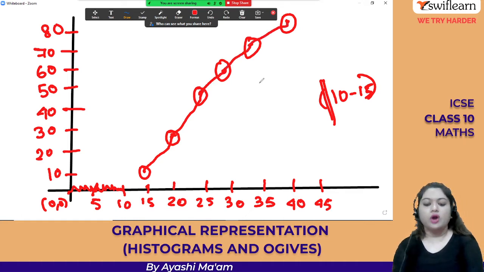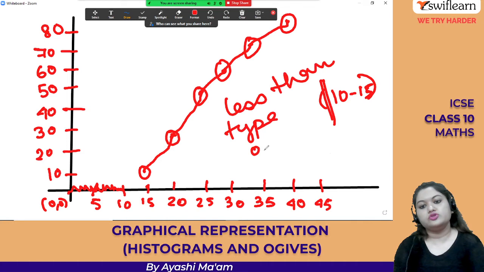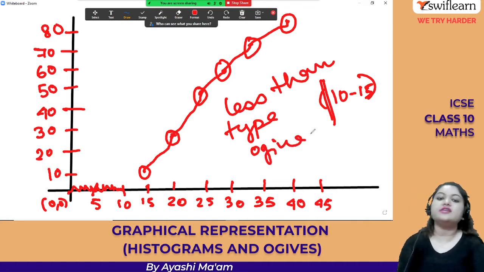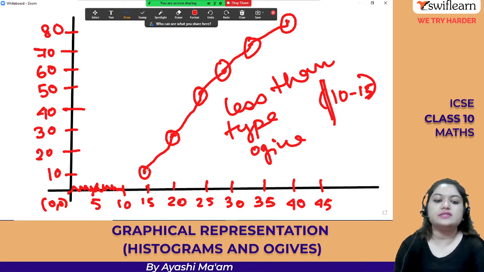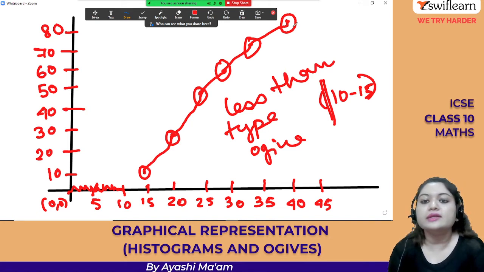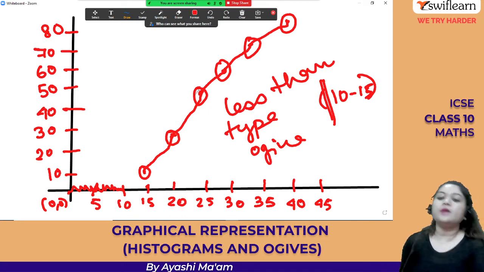And this will be your less than type ogive or the cumulative frequency curve. Here you can see that the curve is starting from the bottom and it is going upwards. So the less than type ogive starts from the bottom and goes upwards.